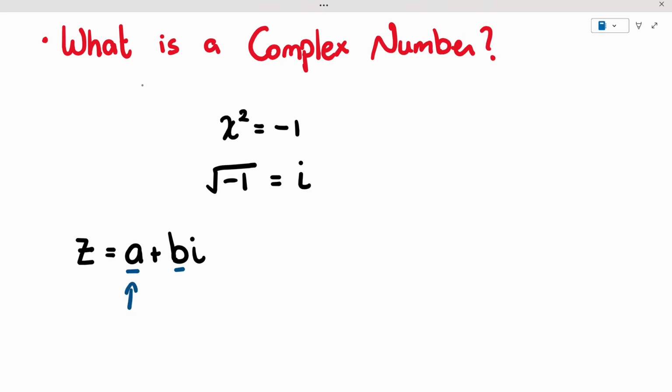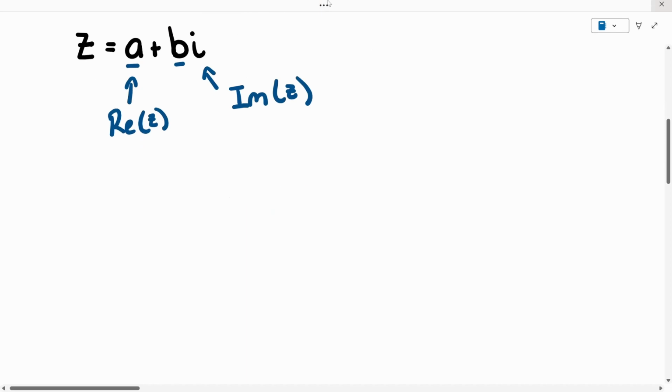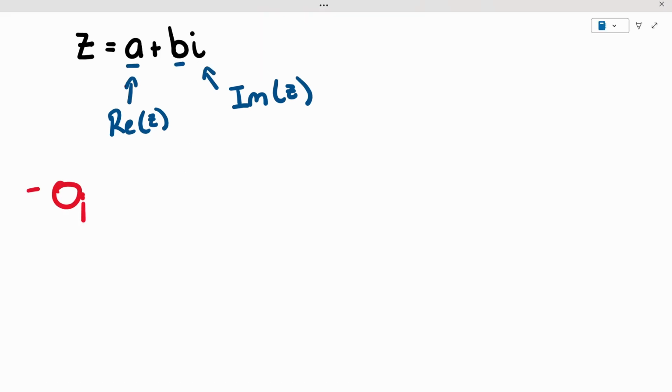but this is the real part, which we abbreviate Re(z), and this is the imaginary part. So a complex number is made up of a real part and an imaginary part. It is important to note some of the operations we can do on complex numbers, because just like real numbers, we can add them, subtract them, multiply them, and divide them. So, operations on complex numbers.